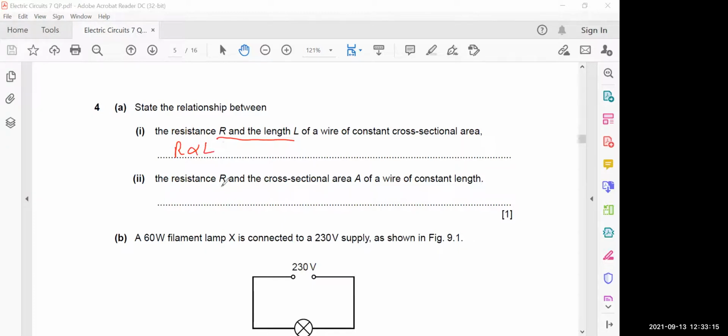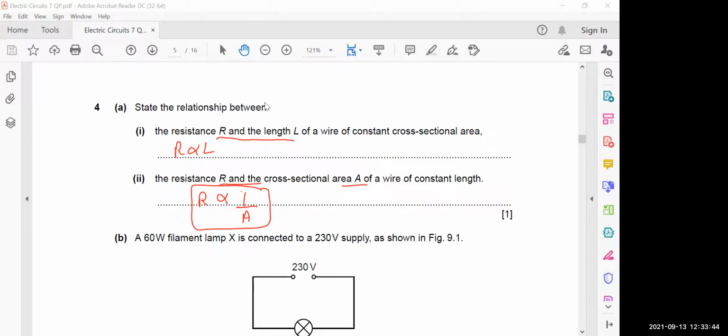And what about in the second part, R and cross-sectional area? May I know the answer? Inversely proportional. Yeah, they are inversely proportional. So how to write inversely proportional? You can write in a sentence form that R is inversely proportional to area, or even you can write it this way. Both answers will be considered correct. R is directly proportional to 1 by A, or inversely proportional to area.